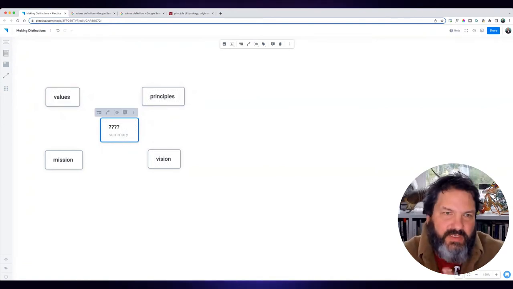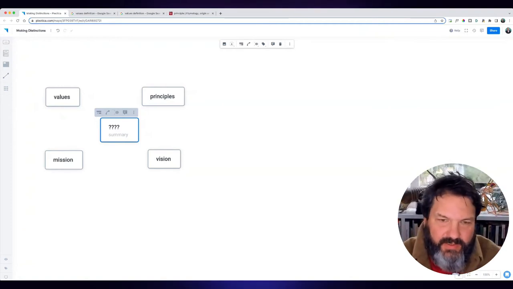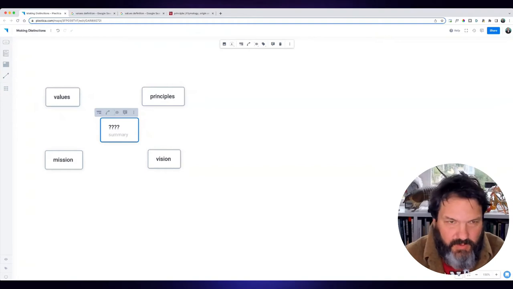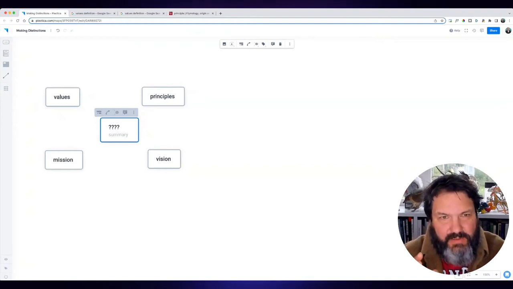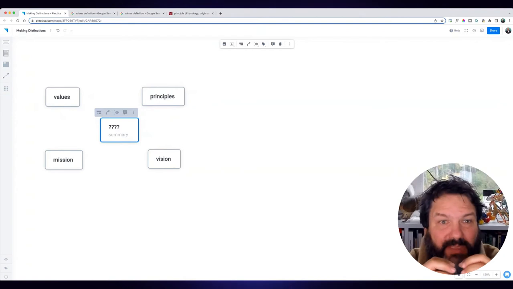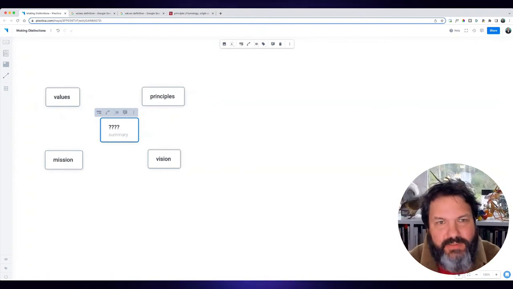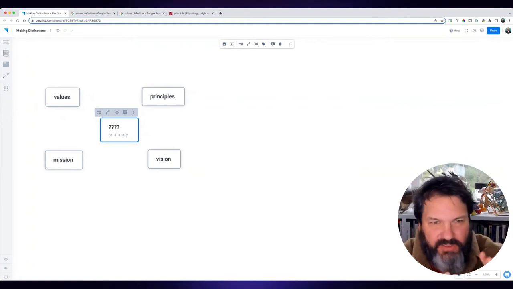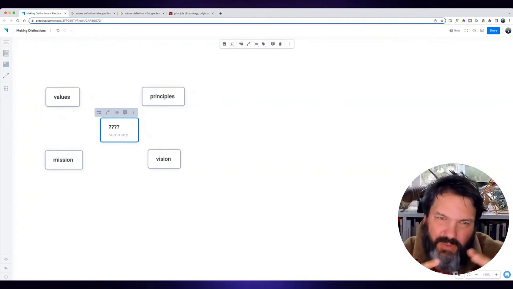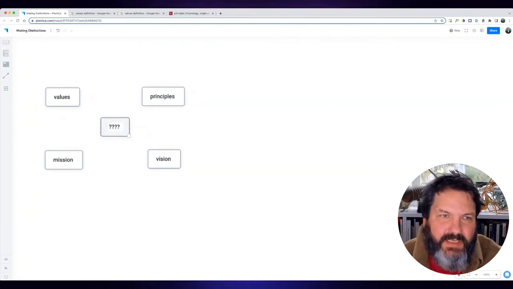You can distinguish things in lots of different ways. An apple is not a baseball, but the process of distinction making becomes really critical when we start distinguishing between things that are extremely close together, not like apple and baseball, which are far apart. I guess they're both round, etc. But values, principles, mission, vision seem really close to each other, but not quite the same. So how might we start to distinguish these things?